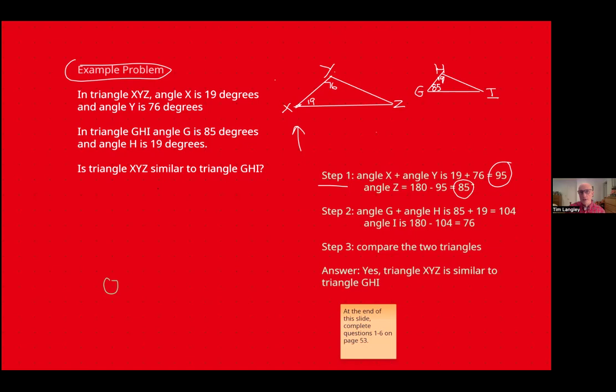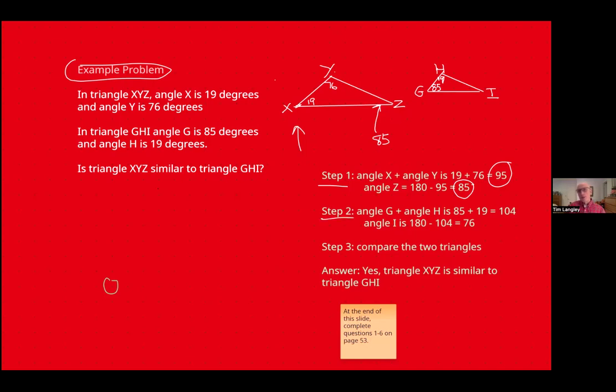Now, again, we would know they're similar if they have all three of the same angles, right? But so now we're going to step two here. We're going to go to step two. Angle G plus angle H is 85 degrees.